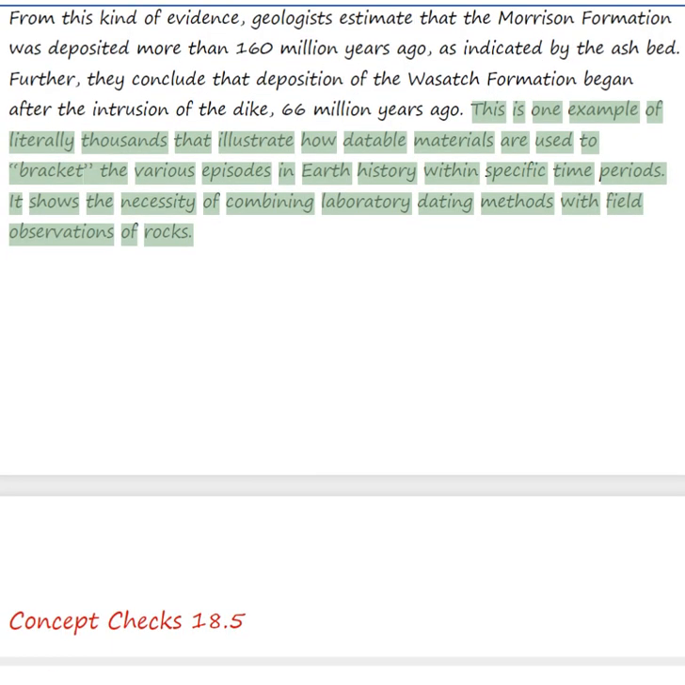This is one example of literally thousands that illustrate how datable materials are used to bracket the various episodes in Earth history within specific time periods. It shows the necessity of combining laboratory dating methods with field observations of rocks.